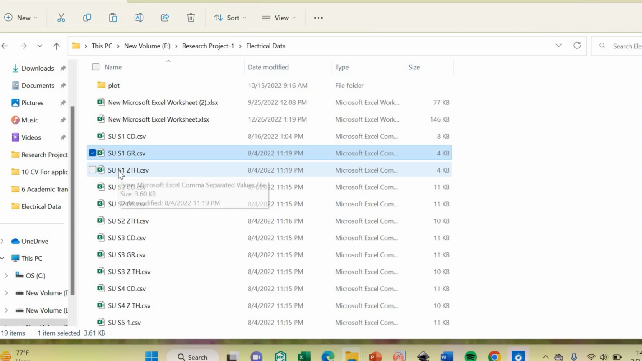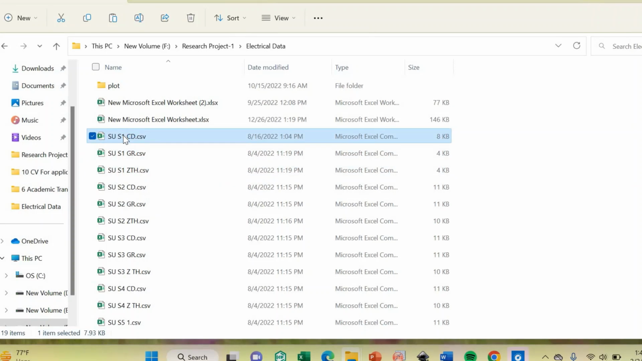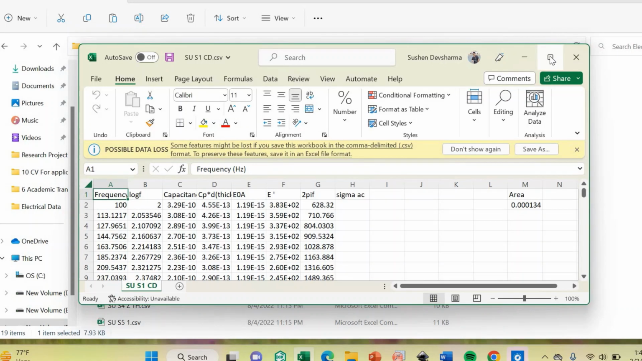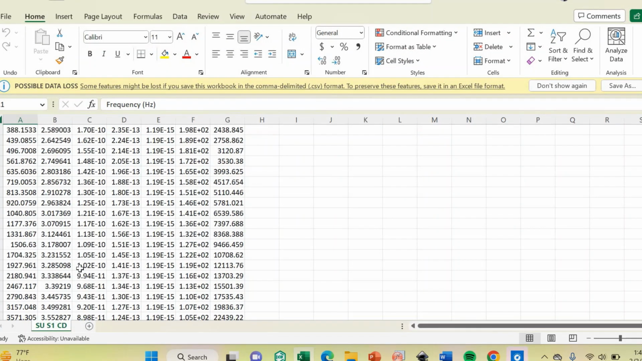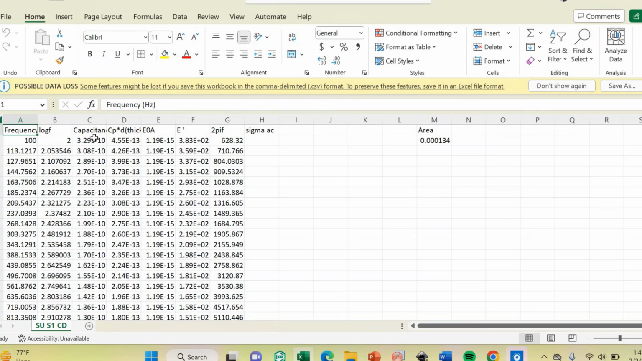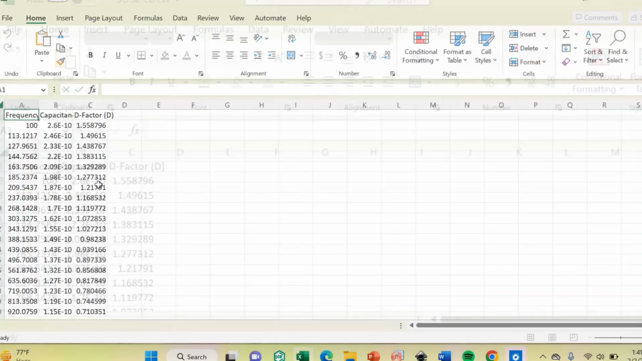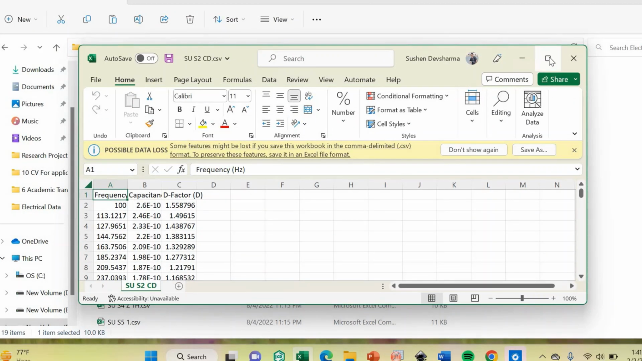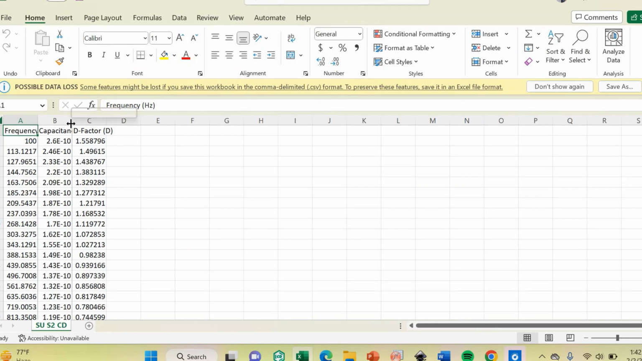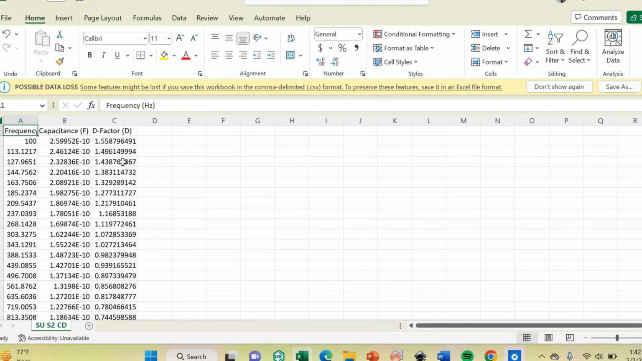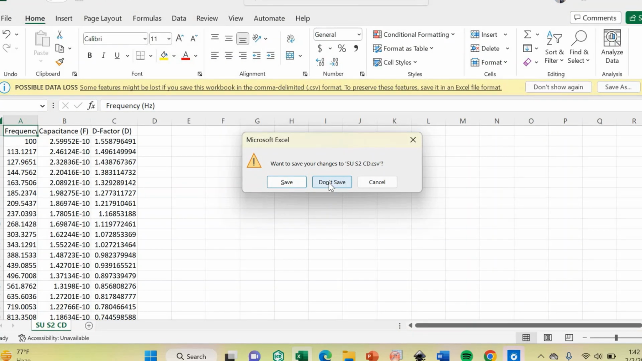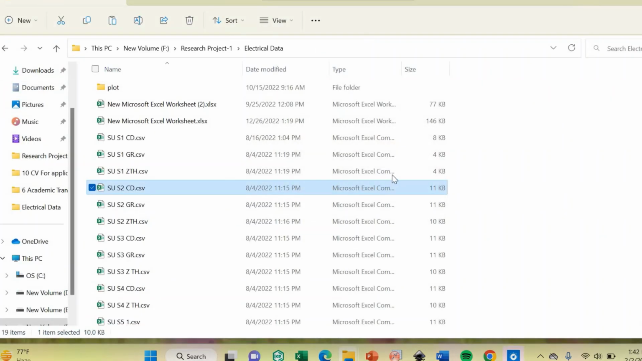The other one, you can see, is the data for capacitance and other parameters. Here is sample 2, which also has frequency, capacitance and D factor. So how to calculate these parameters and plot your electrical data, which is also plotted with the Origin Lab software.